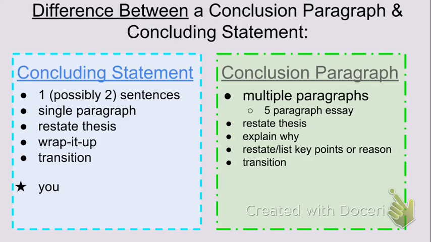A conclusion paragraph is used for longer essays with multiple paragraphs, such as the 5-paragraph essay. They also restate the thesis or controlling idea and wrap up the essay, just like the concluding statement. But they also explain why this is important, why your position or your thesis is important, and also connect it to real life.